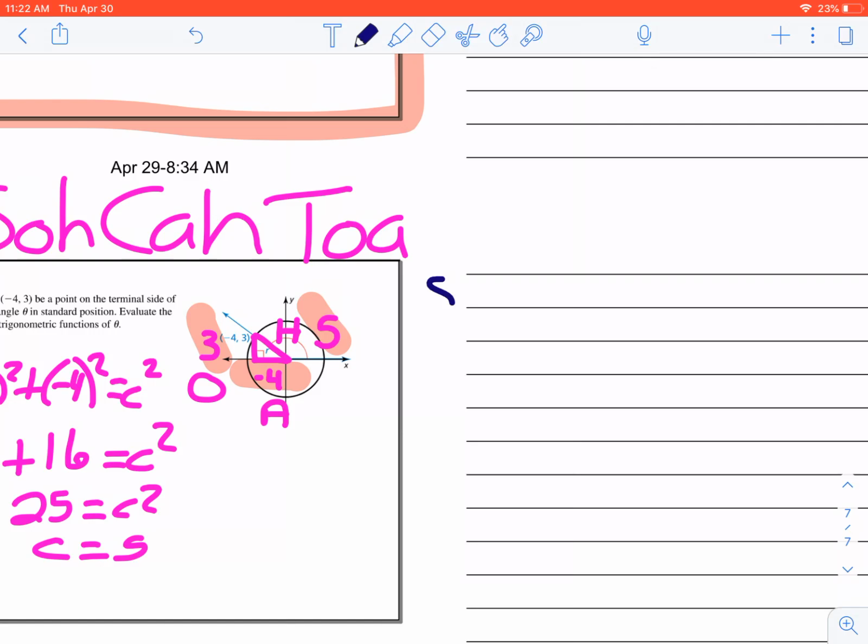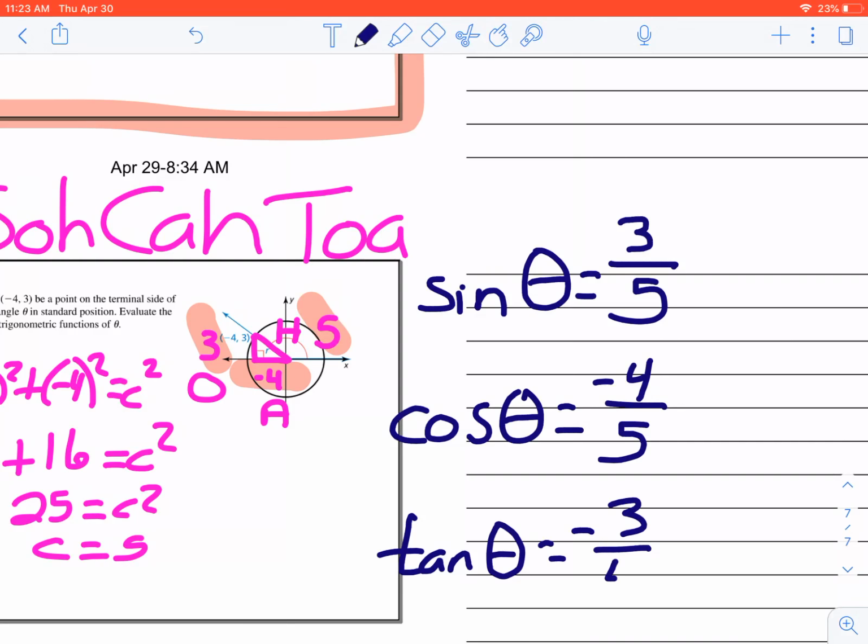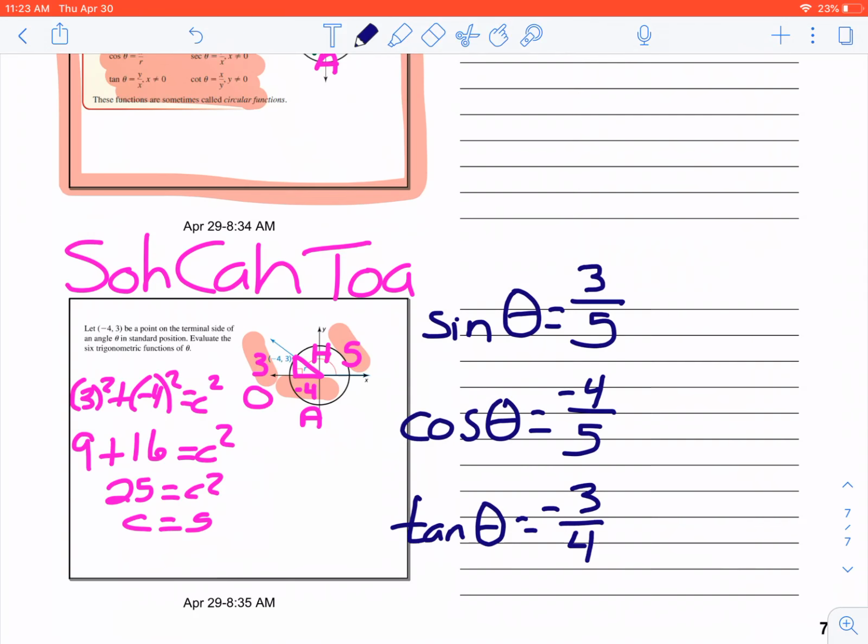So sine of the given angle is opposite over hypotenuse. Done. Cosine is adjacent over hypotenuse. And then tangent of my given angle is opposite over adjacent. So I'm just going to make that whole fraction negative, because the negative can go on the bottom, the top, or out front. We just know 3/4 is negative. So we have my 3 trig functions that I'm most comfortable with.